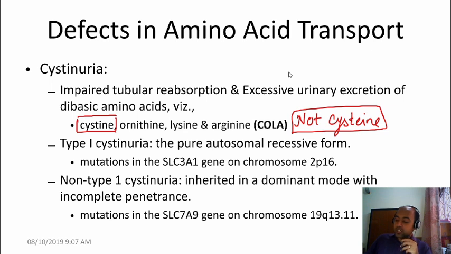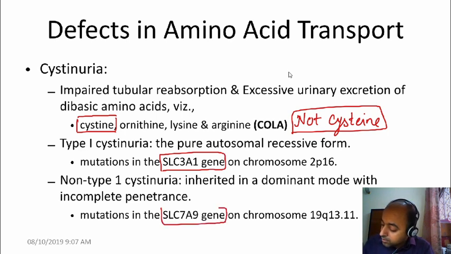The cystinuria is of two types, the type 1 and the non-type 1. What you remember are the names of the defective genes. Which genes are defective in cystinuria? They are SLC3A1 and SLC7A9. Remember, all of these amino acids are dibasic.